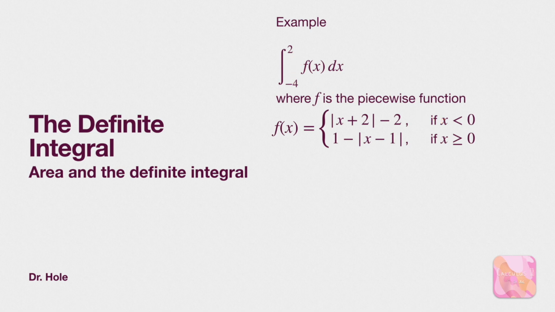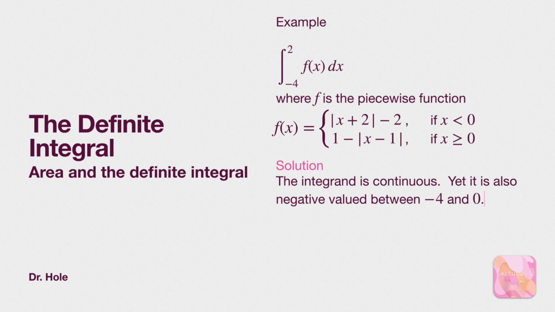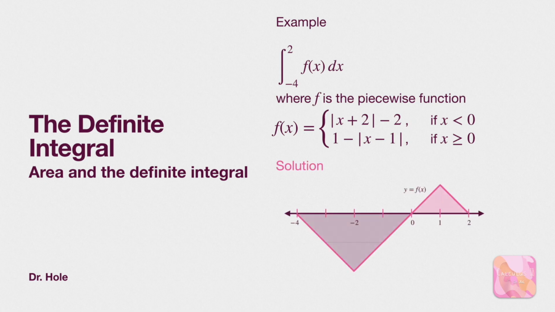Our piecewise defined function f is defined for negative values as this absolute value expression, and for non-negative values as this expression. Okay. So note that the integrand is a continuous function, but that it's going to take negative values between -4 and 0. We would produce the graph of f in this fashion.